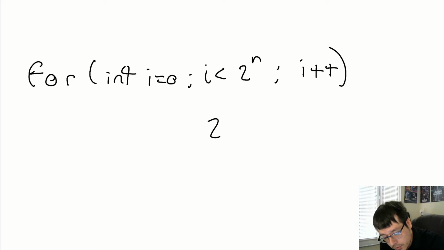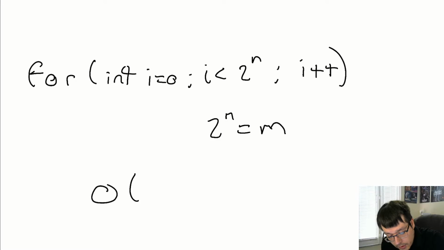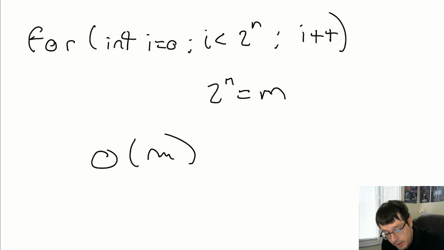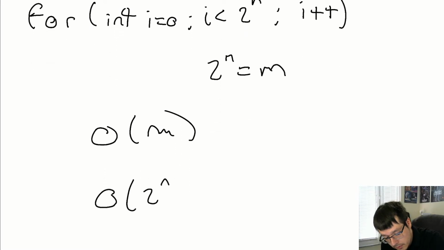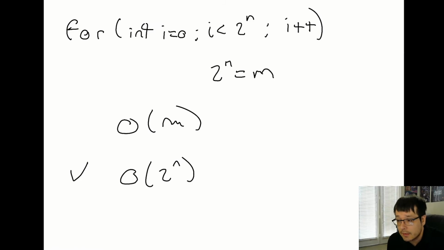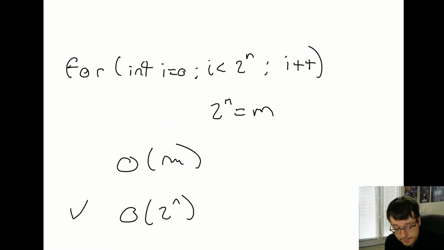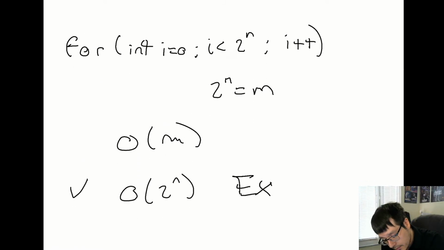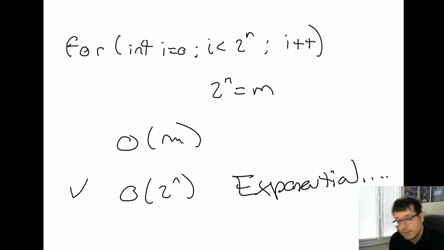So let's just substitute m for that. So this would be O of m, right? But then if we plug it in, it becomes O of 2 to the n. So yeah, there you go. Substitution again to the rescue. So yes, this is indeed exponential. So yep, that's exponential for you. Okay. Be ready to wait a long time for that code to finish.